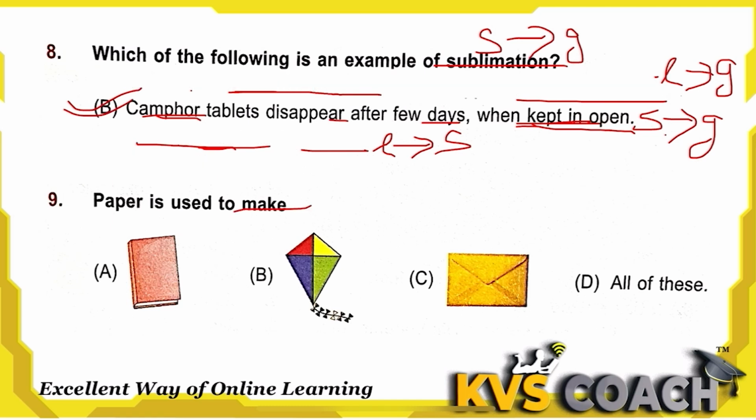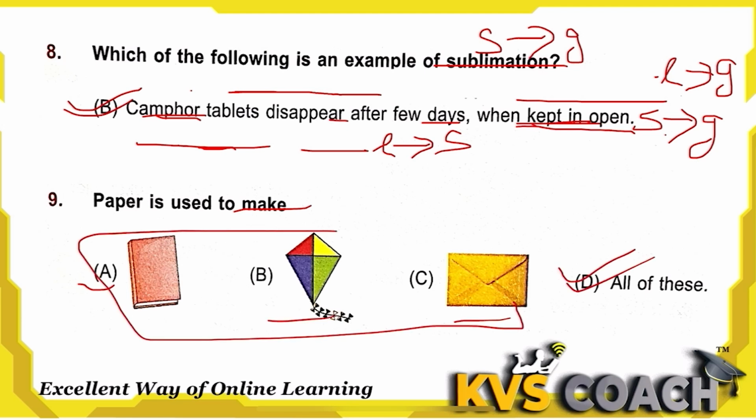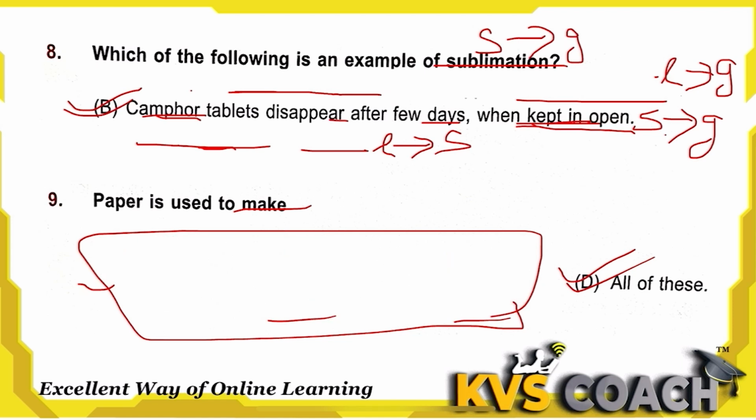Next is, paper is used to make. Paper is used to make book, right, kite, right, envelope, right. All of these are right answers here because all these things are made up of paper.